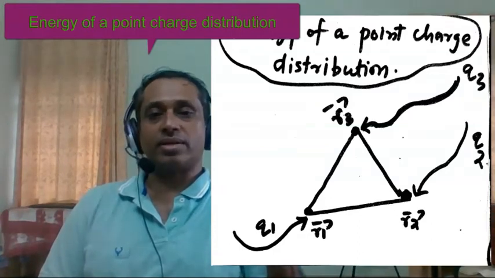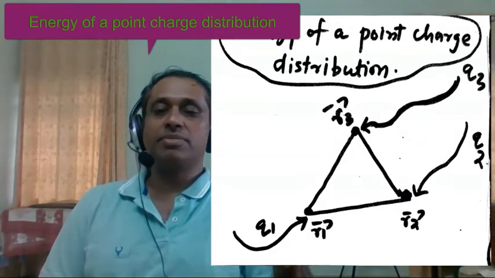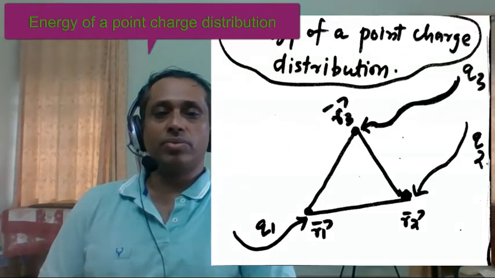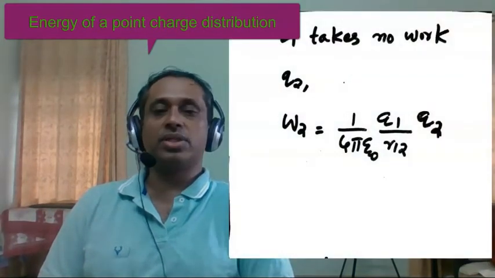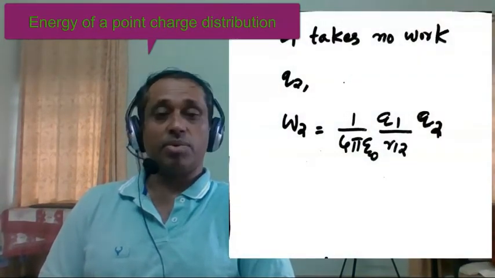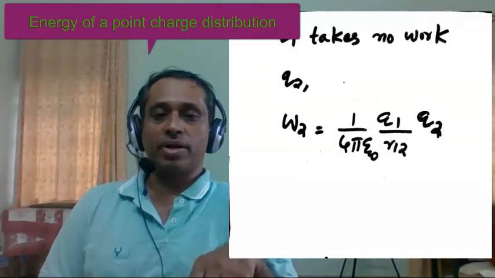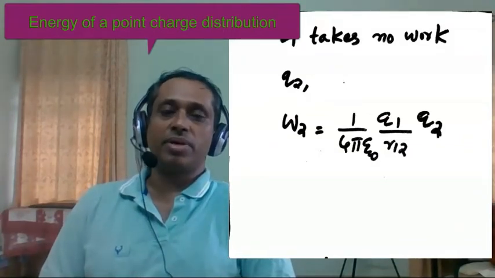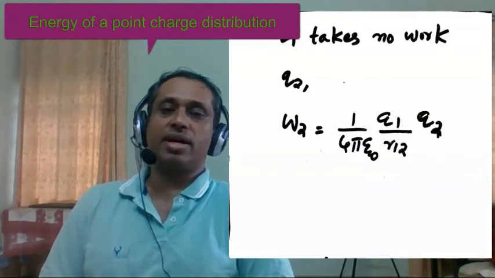Then what will be the work done? Work done, we know W is equal to Q, the charge that we are bringing, times the potential at that point. The charge that we are bringing is Q2. So the work done, in this case we say W2, is equal to 1 by 4 pi epsilon 0 Q1 by R12, the potential, into the charge we are bringing Q2. So this is the work done to bring the second charge.